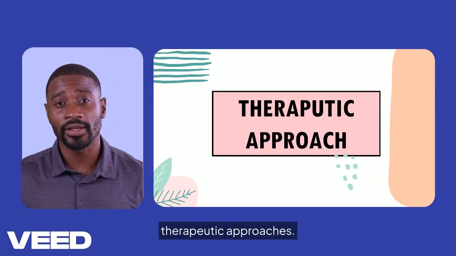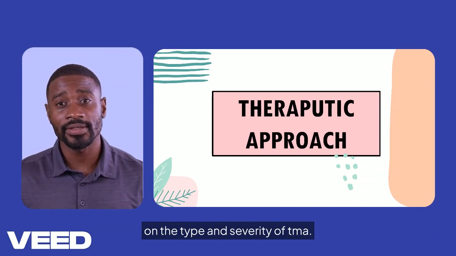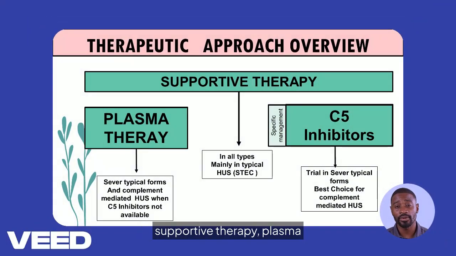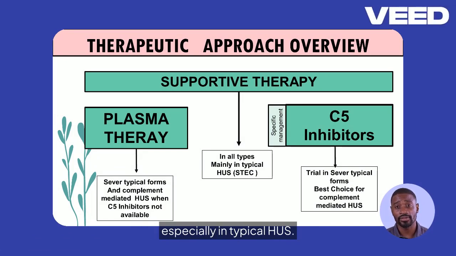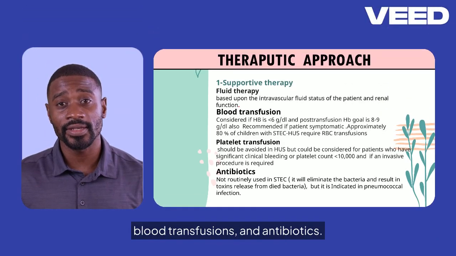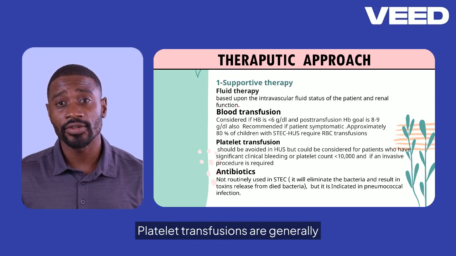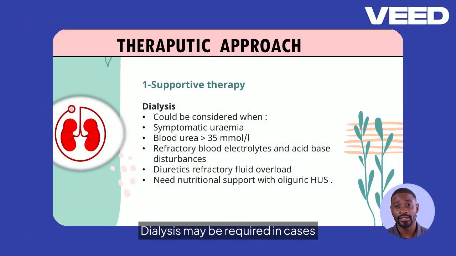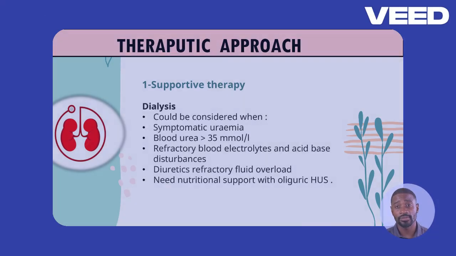Now, let's explore therapeutic approaches. Treatment strategies vary based on the type and severity of TMA. Therapeutic approaches include supportive therapy, plasma therapy, and C5 inhibitors. Supportive therapy is essential in all types, especially in typical HUS. Supportive therapy includes fluid management, blood transfusions, and antibiotics. Platelet transfusions are generally avoided unless clinically necessary. Dialysis may be required in cases of symptomatic uremia or refractory fluid overload. Nutritional support is also important in managing oliguric HUS.